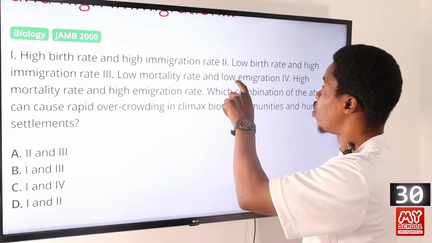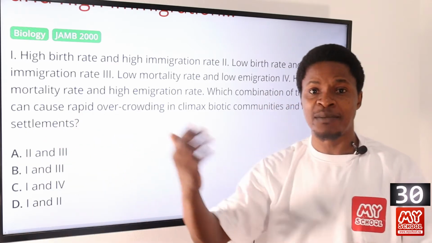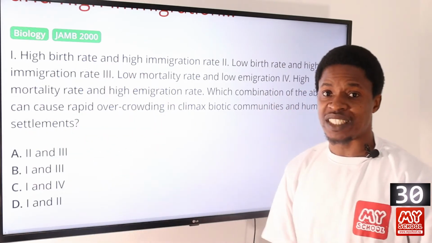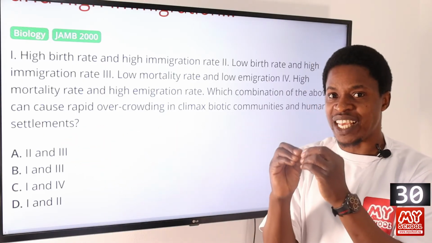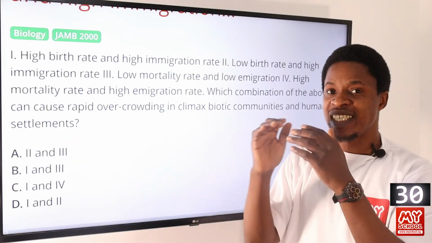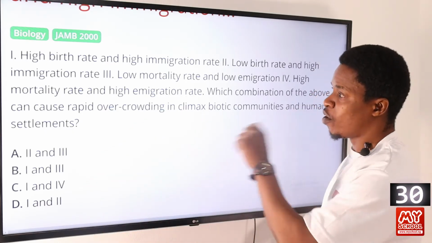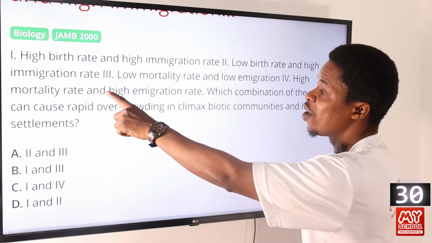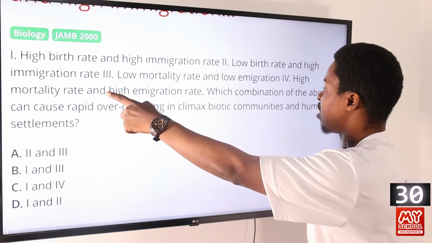And then we talk about low emigration. Emigration has to do with the number of people or organisms that are leaving that community. If the number of organisms leaving that place is small, definitely that is going to increase the population of that community. So this also will cause rapid overcrowding in the climate's biotic communities.